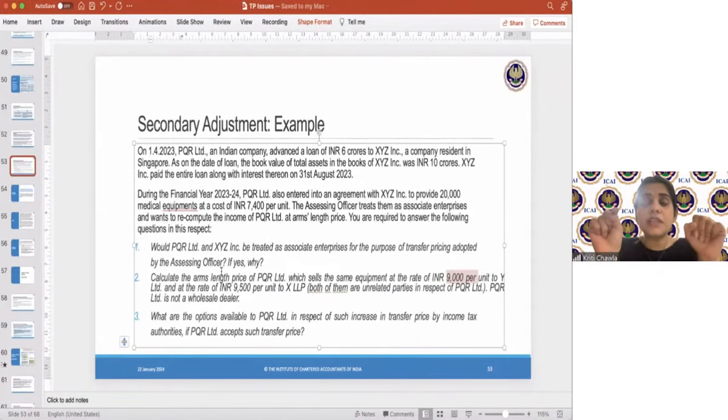We are using the CUP method here, and that is because there are comparables already available to us, independent companies who are supplying the same thing. And this is a situation of internal comparable being available. So we have two comparables available here.